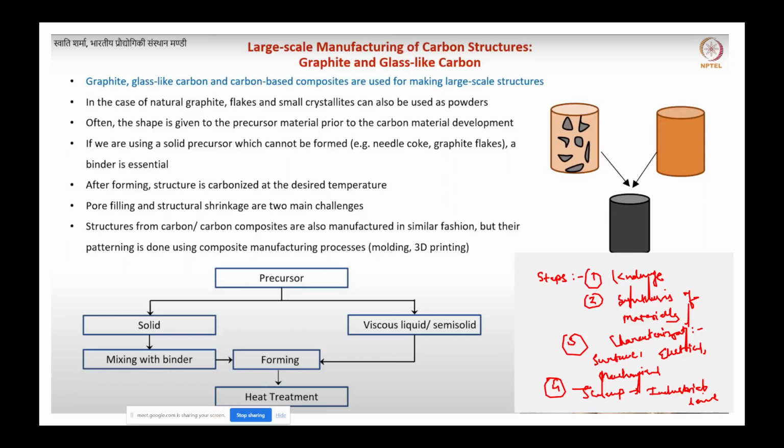Let's say you are taking some graphite, or a glass like carbon, or any composite based on carbon, such as a carbon polymer composite. You have to bring it to the large scale or industry scale level. In this case, the graphite flakes and small crystallites can also be used as a powder. It can have any shape; suppose you have flakes or spherical particles, it can be used as a powder.